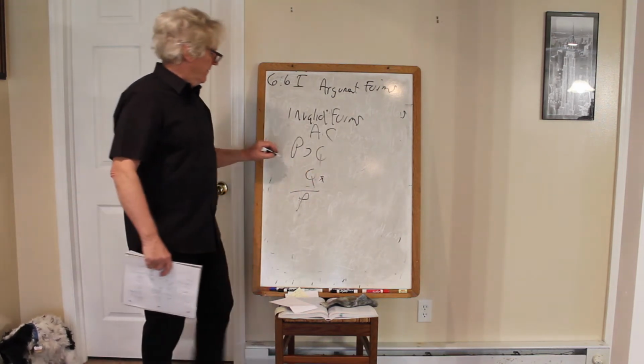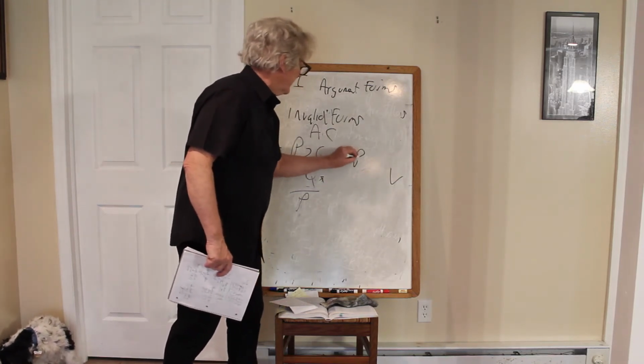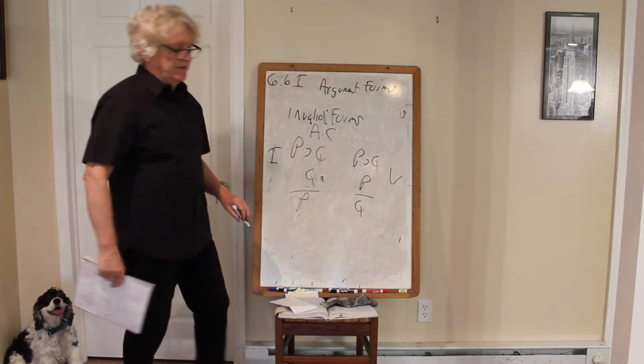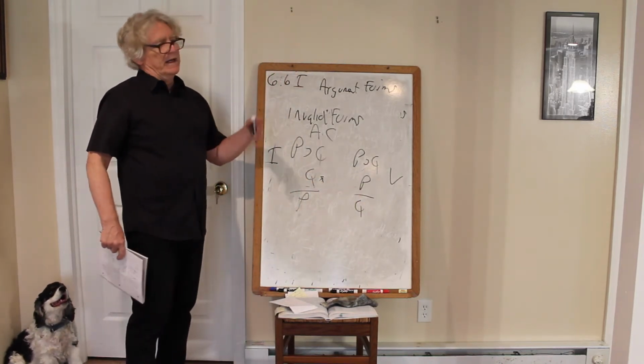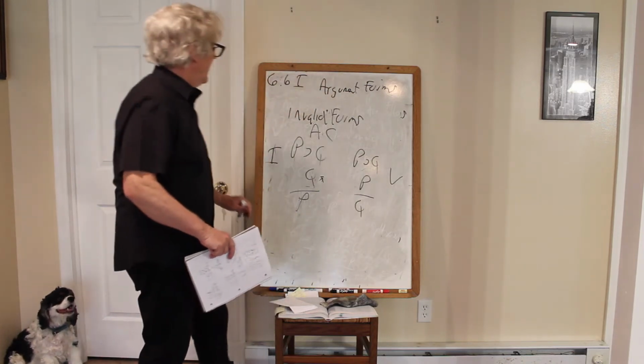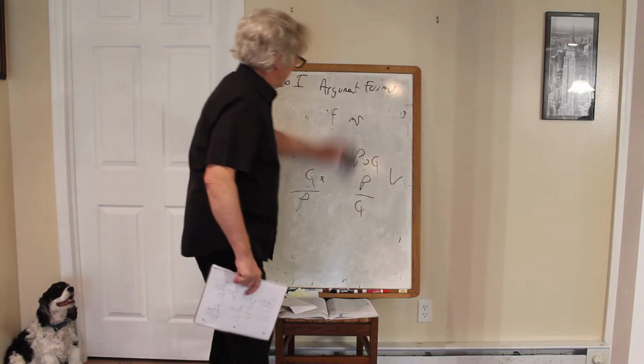Remember, I'll put I for invalid so you don't get confused. The valid form was like this. P implies Q, P, so Q. Remember when we did modus ponens. So we don't call it invalid modus ponens, we just call it affirming the consequent. And then you have also, going along with that, denying the antecedent.